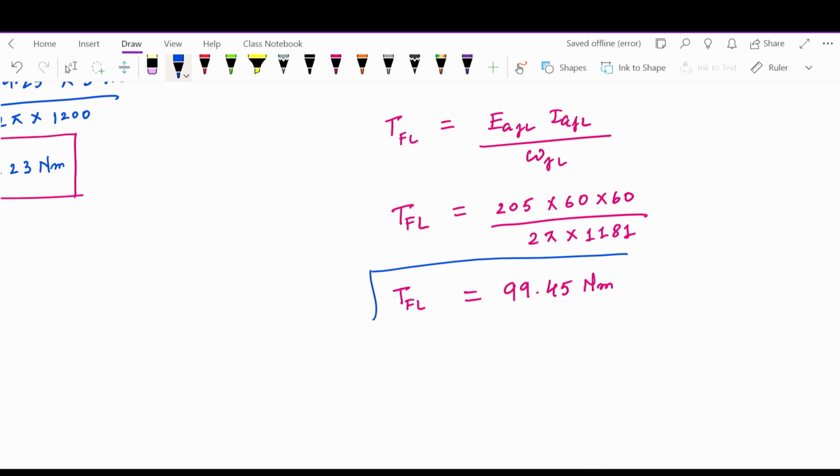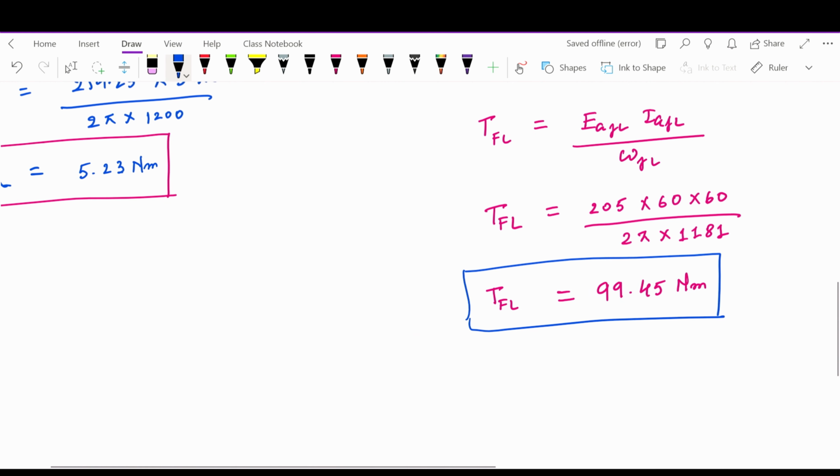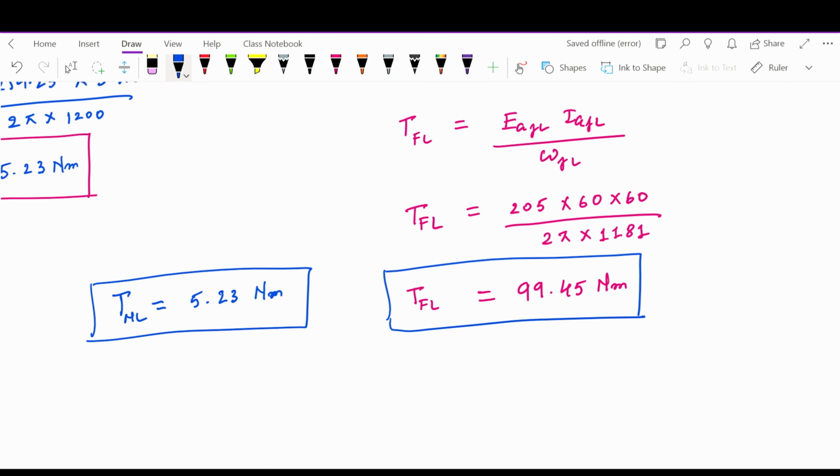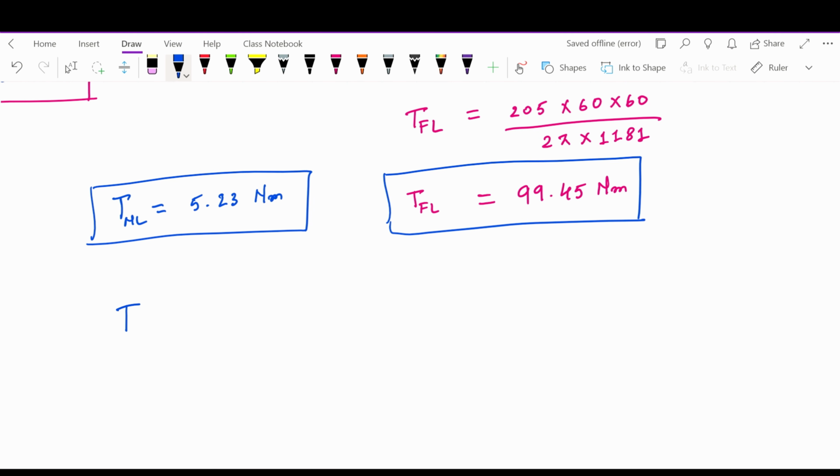Why? Because now we have this value and we have already calculated the value of T0, or we had called it TNL, which was nothing but 5.23 Newton meters. Alright. So what would be the shaft torque? Shaft torque is nothing but TFL minus TNL. Okay, this is the torque which will drive the load.